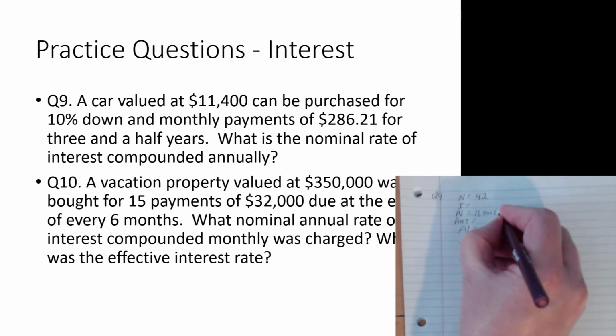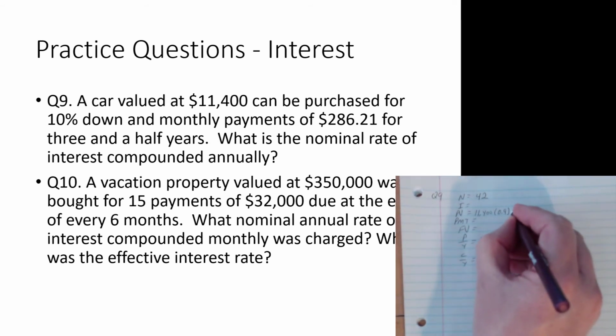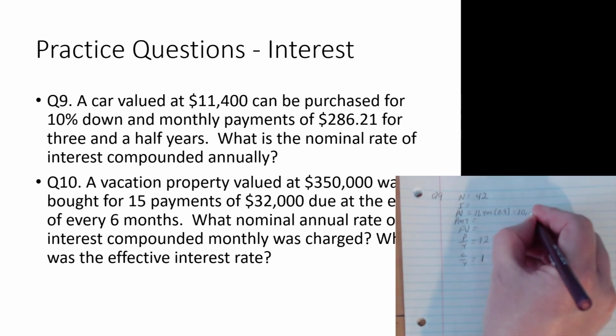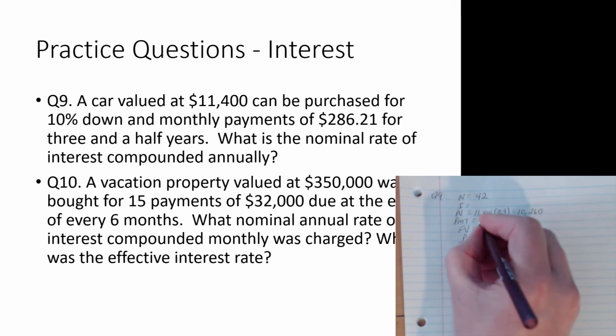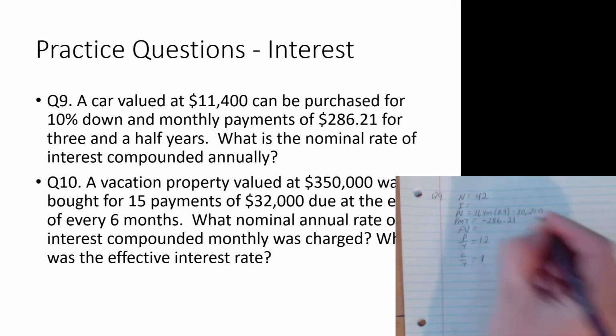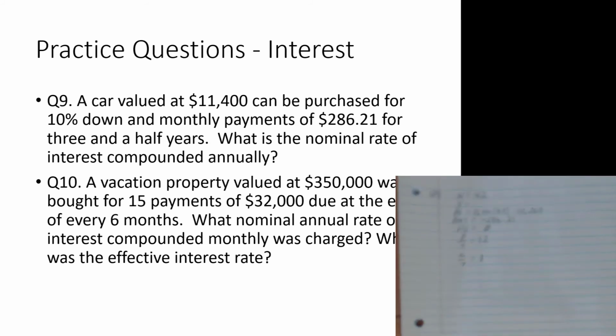Right, and times it by 0.9 because we financed 90%. If you put 10% down, you finance the 90%, and that will give us a number of $10,260 that we actually finance. The payment is a negative $286.21, money flowing from us, and of course no lump sum payments, or the borrower hopes we pay this thing off completely by the end of the term of the loan.